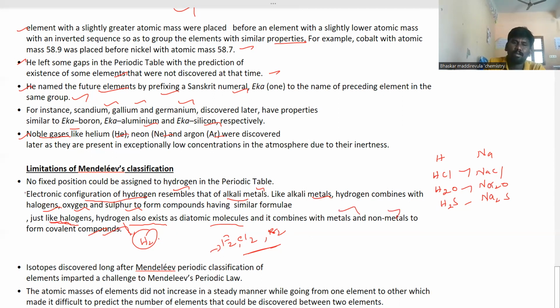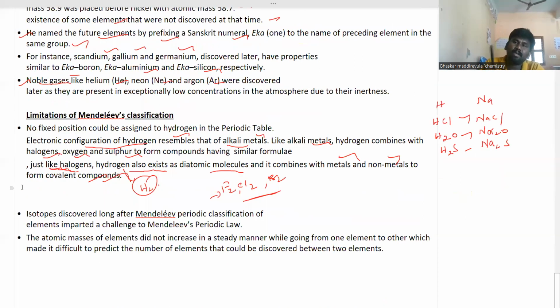But the chemist was unable to fix the correct position for hydrogen in his periodic table. That is one of the drawbacks. Next one. This periodic table is based upon the increasing order of atomic masses. We arrange the elements in the increasing order of atomic masses.